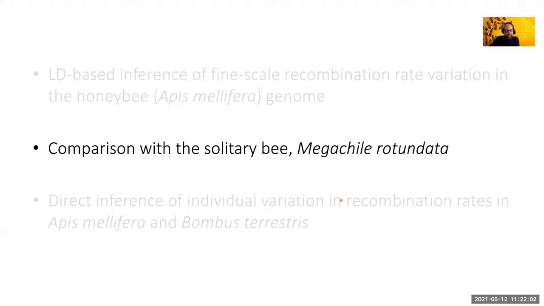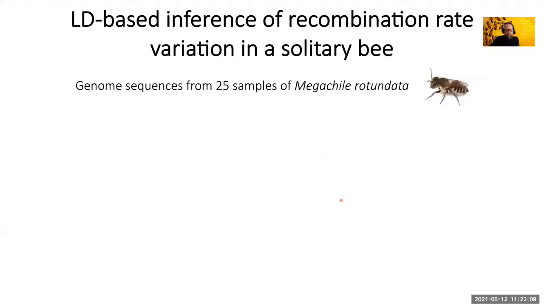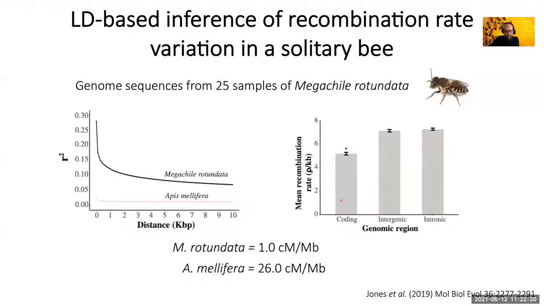So next, what we wanted to do was to compare these patterns with what we find in solitary bees. So we used a random population sample of the solitary bee Megachile rotundata, the leafcutter bee. And what we see here is that indeed this solitary bee has a much lower recombination rate, which is consistent with the average among other mammals of one centimorgan per megabase.